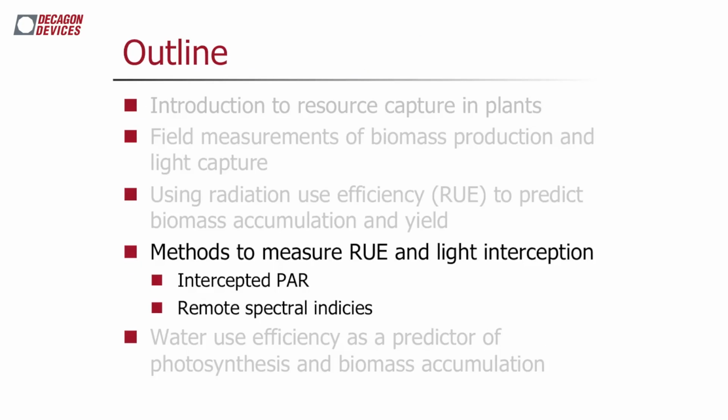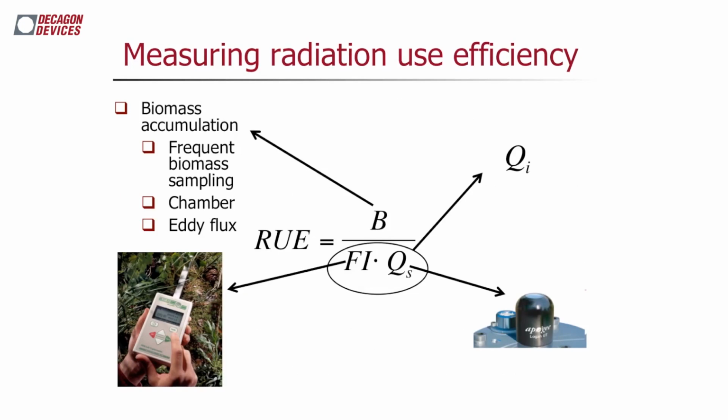So at this point, we need to talk about how we measure radiation use efficiency and light interception. How do we make these key steps to be able to grab the direct information for our crop or the plants that we're working with? And we can do these one of two ways. We can either measure the intercepted photosynthetic radiation, or we can measure the remote spectral indices. And I mentioned those two before, but let's actually get into those measurements.